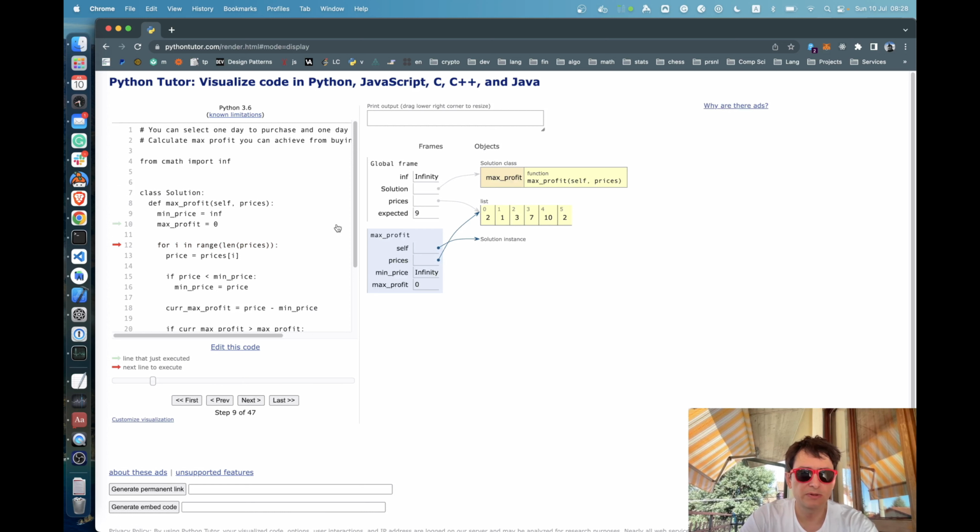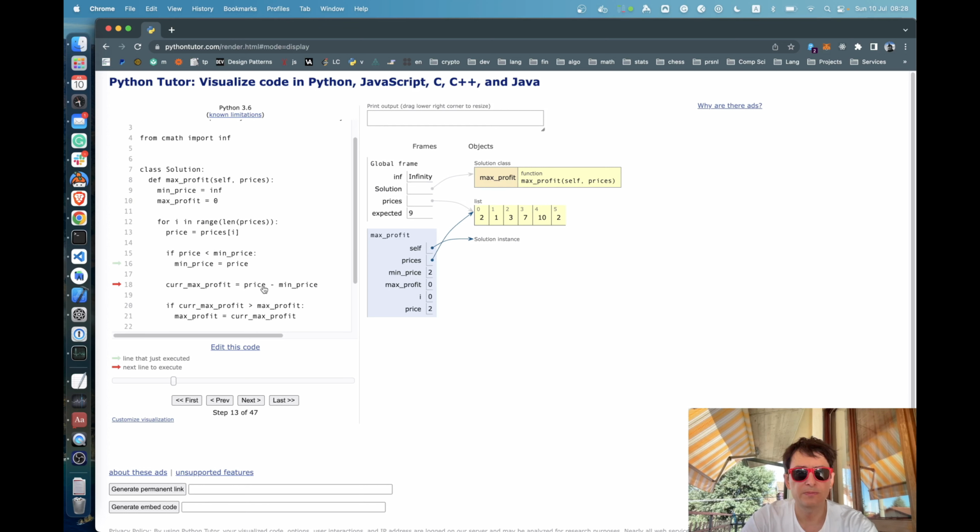Okay, we initialized our min price to infinity and max profit to 0. Let's loop through the array. Okay, current price is 2. It is less than the min price, so we store it. And current max profit is current price minus min price, basically 2 minus 2. Well, it is 0, so we just pass it.